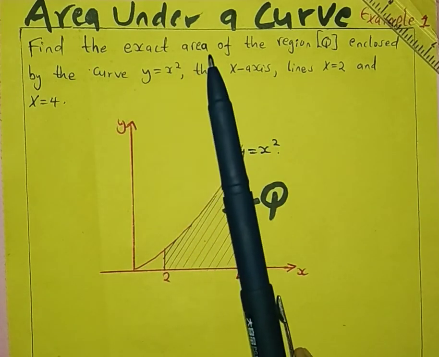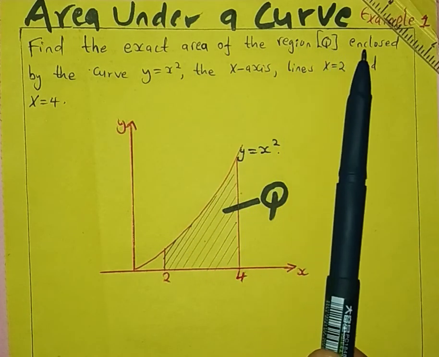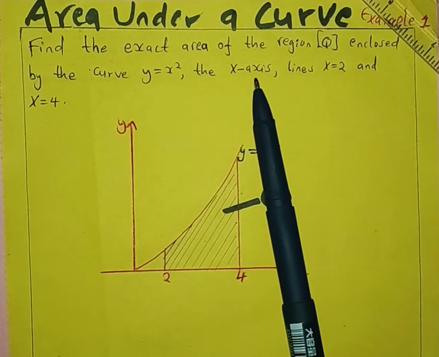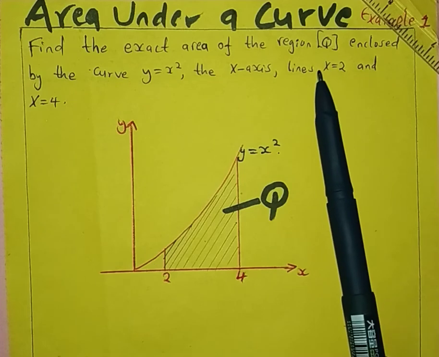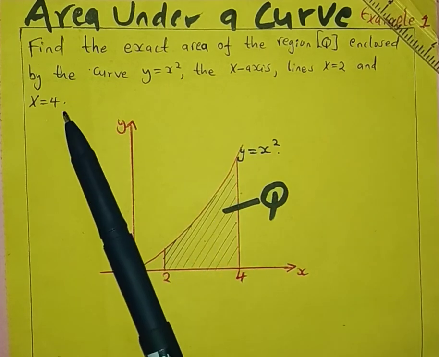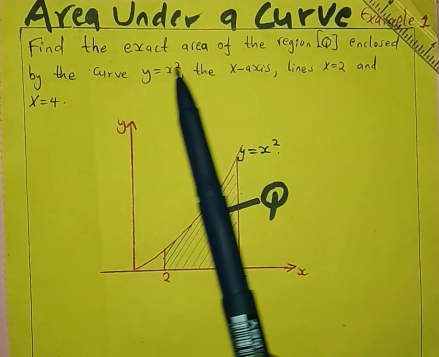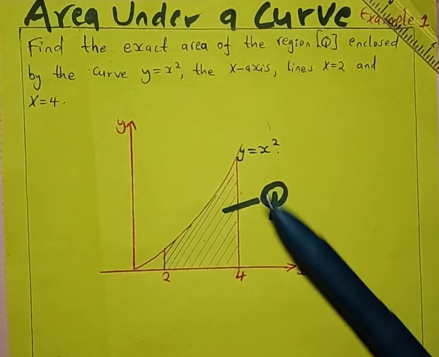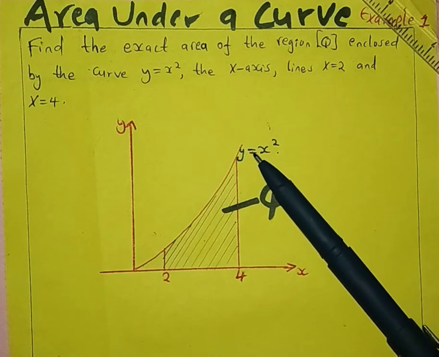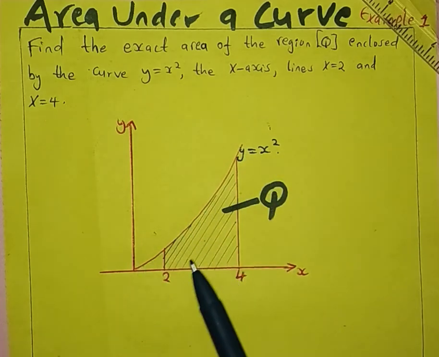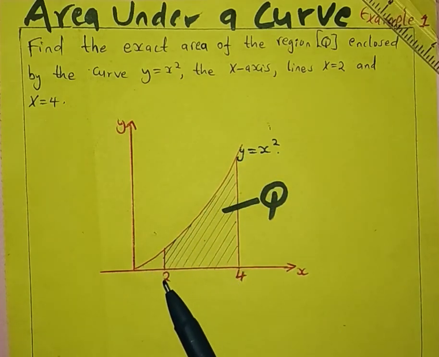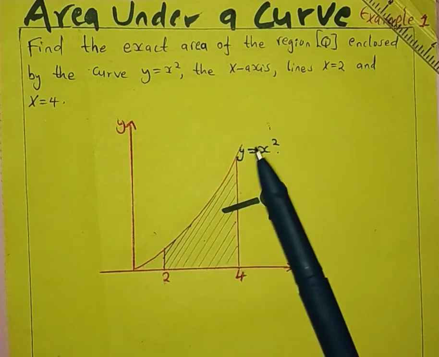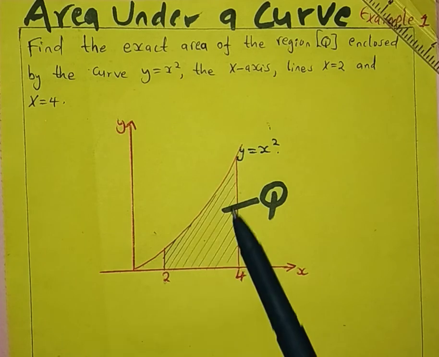Find the exact area of the region Q enclosed by the curve y equals x squared, the x-axis, and the lines x equals 2 and x equals 4. Now, when you plot this curve on our Cartesian plane, it will look like this. We have this curve y equals x squared. Then we have lines x equals 2 and 4. Now, we have this region here marked Q.